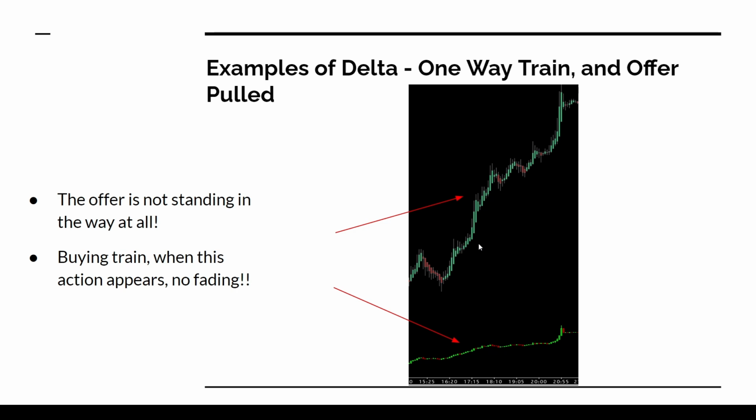So when you have aggressive buying participants with no passive offer in the way, you have this one-way train behavior. Now, in these types of days, you should not be fading. You're just going to get yourself into trouble. And again, delta is going to be your clue to keep you out of trouble.